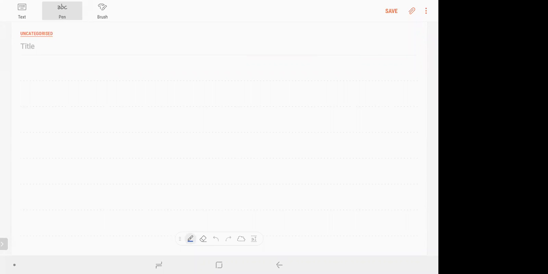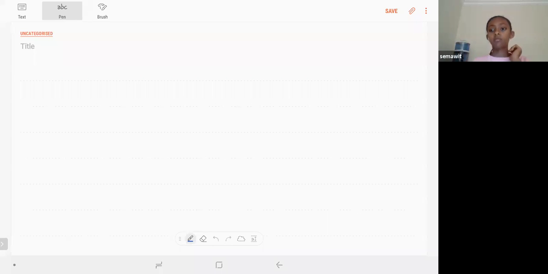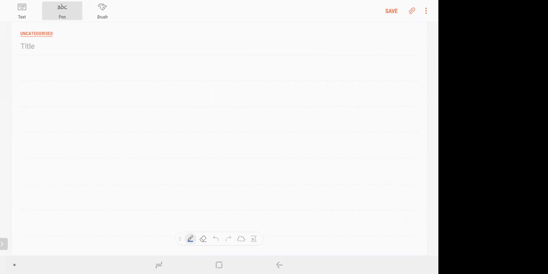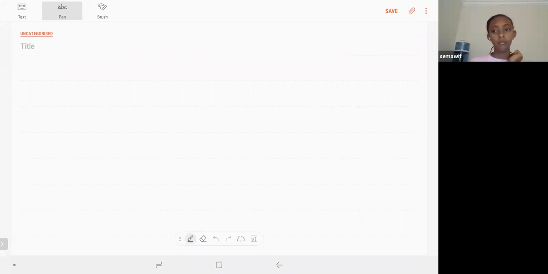Is there anyone to tell me what latitude and parallel is? Anyone to tell me what latitude and parallel is? Anyone?